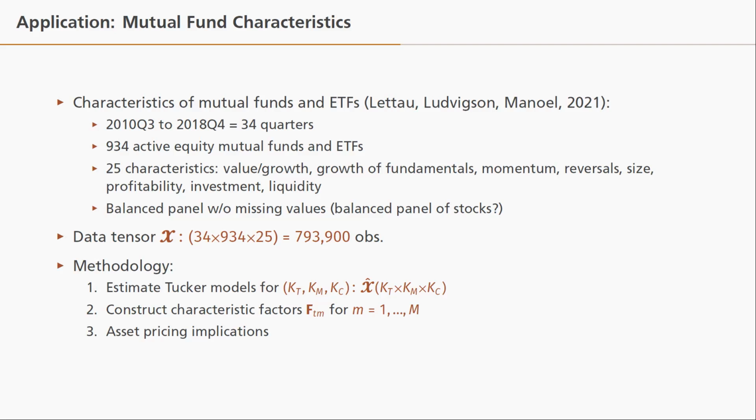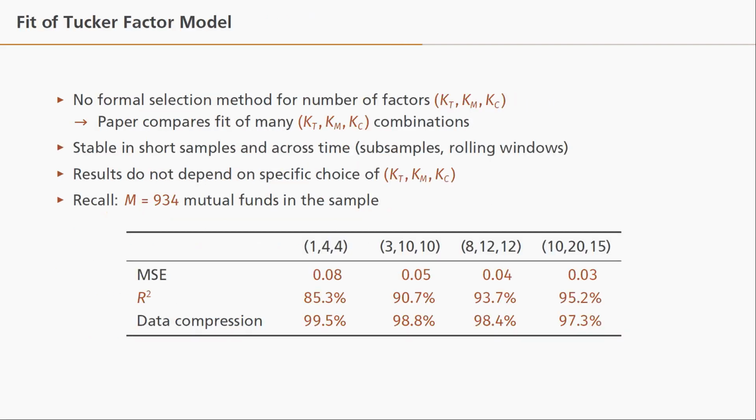And is this big data or not? I don't know. Small data, but I mean, this applies to big data sets. Good. So what I will do next is estimate these models for different choices of these factors. Then I will construct these characteristic factors for each M, and then use these to form pricing vectors. Okay, so there's no formal selection method for the number of factors. I don't think it's what engineers really care about. They just try different things and see what works.